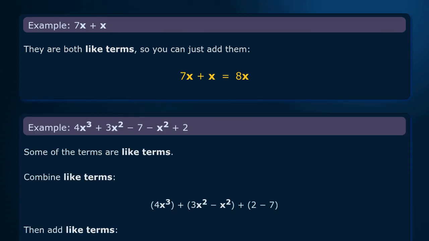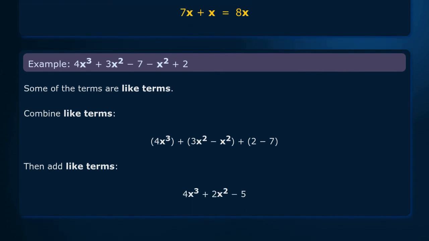In this next example, some of the terms are like terms. Combine like terms: 4x cubed plus 3x squared minus x squared plus 2 minus 7. Then add like terms: 4x cubed plus 2x squared minus 5. Done.